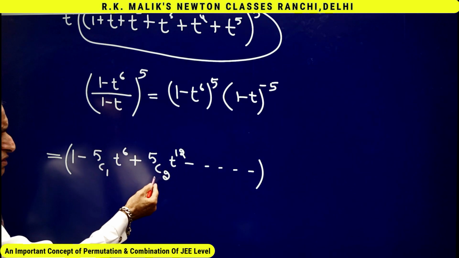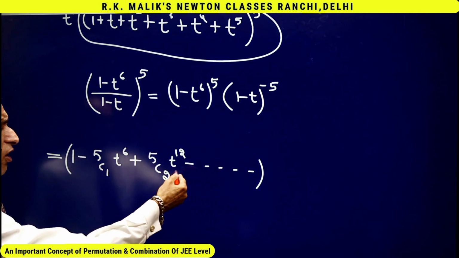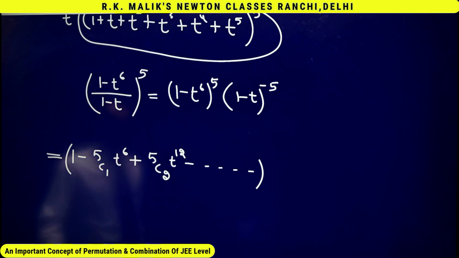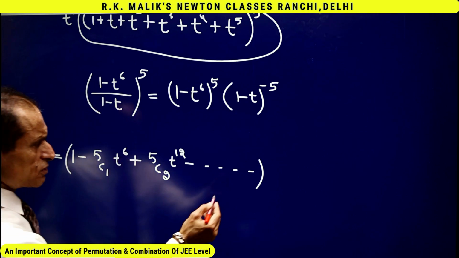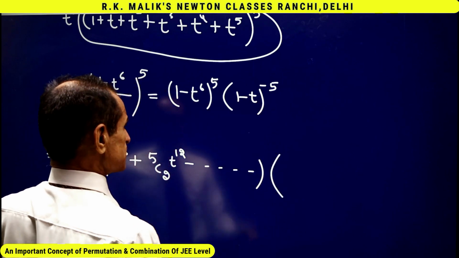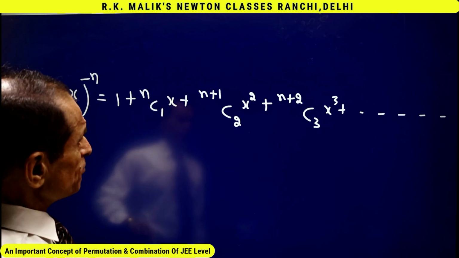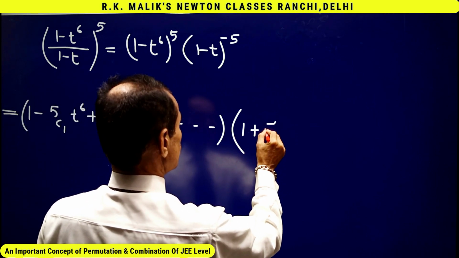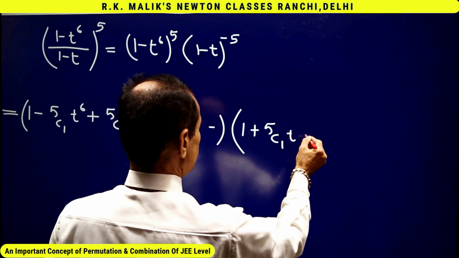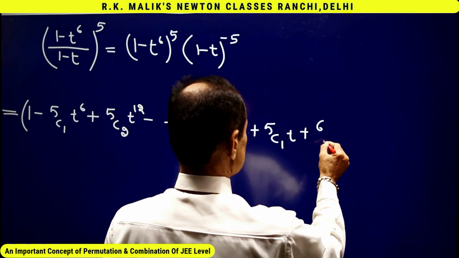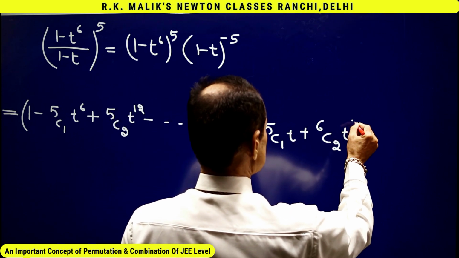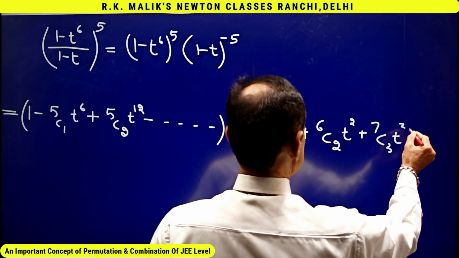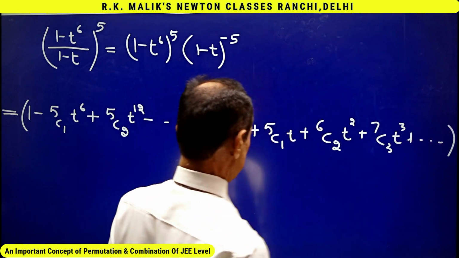Actually, this term and all next terms are useless. Why? Because when I expand this, keeping this formula in mind, I will get 1 plus 5c1 t plus 6c2 t square plus 7c3 t cube and so on.